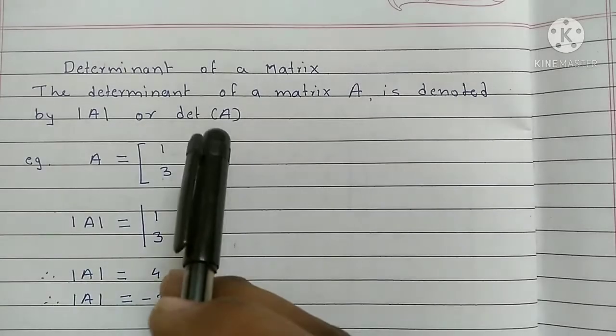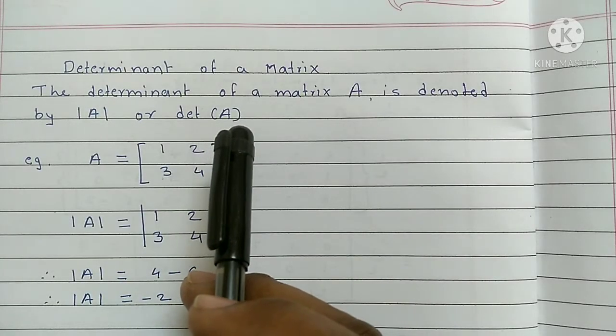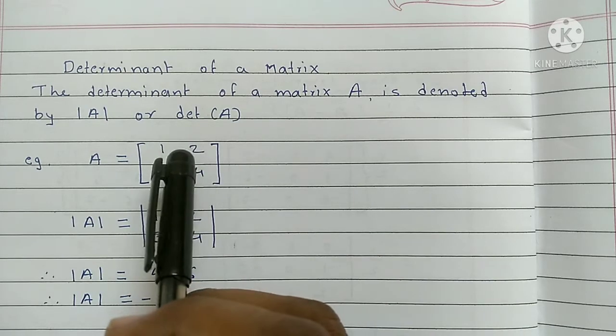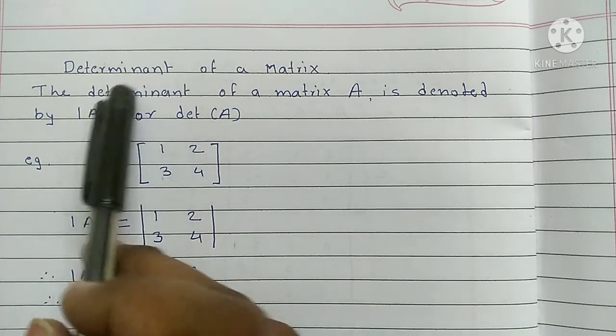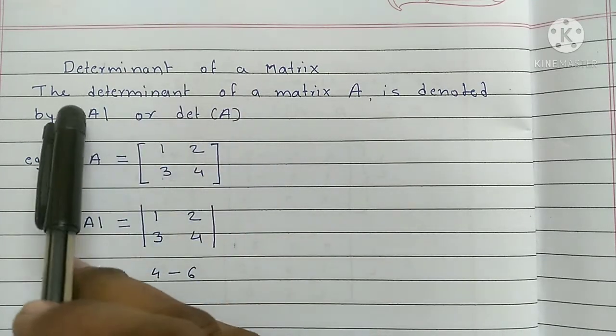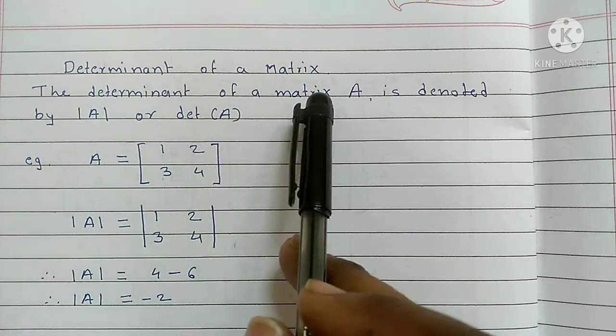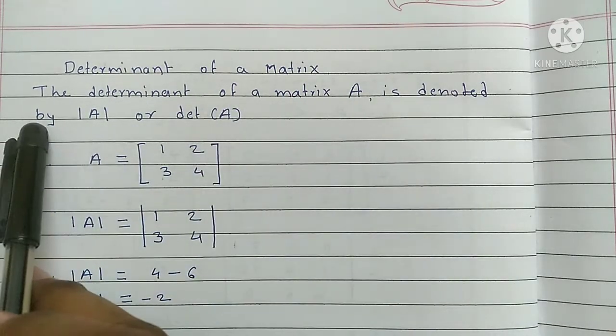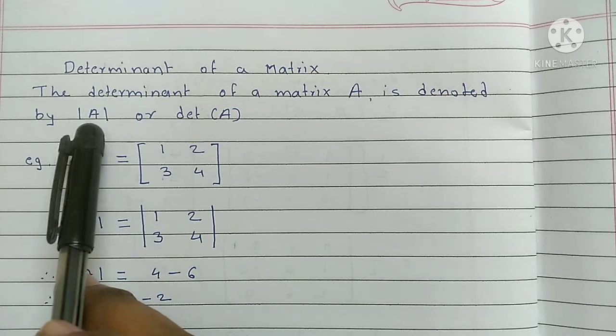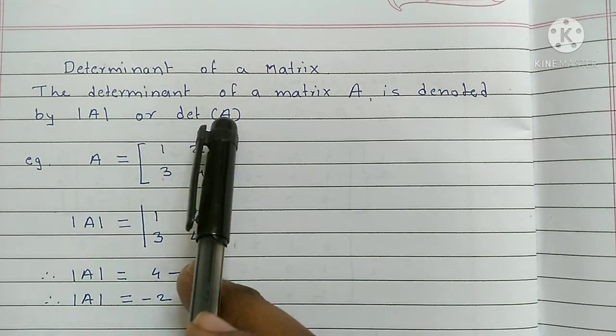In today's session, we will study the topic singular matrix and non-singular matrix. But before that, we'll see what is determinant of a matrix. The determinant of a matrix A is denoted by A enclosed by a pair of lines or det of A.